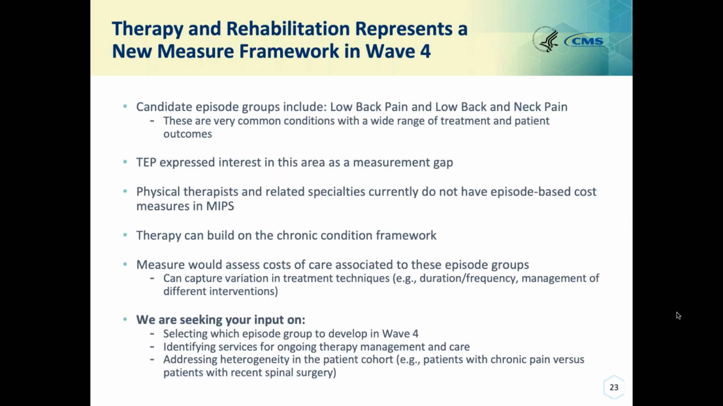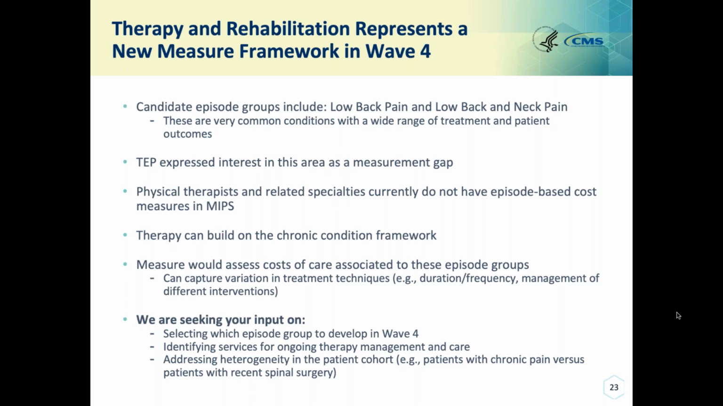The third clinical area is therapy and rehabilitation. Candidate episode groups for this clinical area include low back pain and low back and neck pain. Both of these are very common conditions with a wide range of treatment options and patient outcomes. Like mental and behavioral health, this is an area where there is a measurement gap, as physical therapists and related specialties currently do not have episode-based cost measures in MIPS. The TEP also highlighted therapy as an area that they believe should be prioritized.